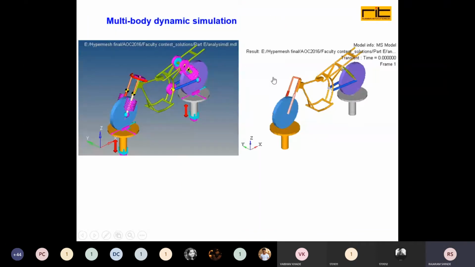Next one is multi-body dynamic simulation. Multi-body dynamic simulation means a system simulation. See here, this is the frame of your two-wheeler. These are the wheels, and these are the symbols for the wheels. Here is the analysis of the suspension system as well as the frames, and how they behave under dynamic conditions.